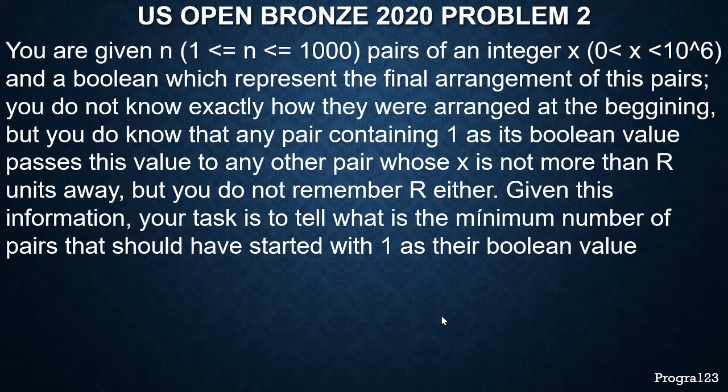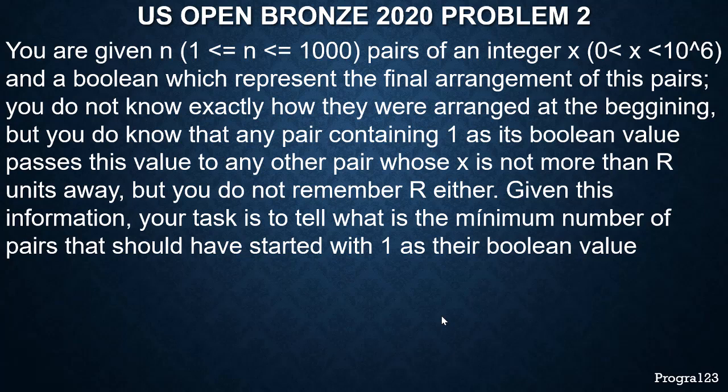We're given n pairs of integers, each formed by a number x between 0 and 10^6, and a boolean which is 1 or 0, that represent the final arrangement of these pairs. We don't know how exactly they were arranged at the beginning, but we do know that any pair containing a number 1 as its Boolean value passes this value to any other pair whose x is not more than r units away. But you do not remember r either.